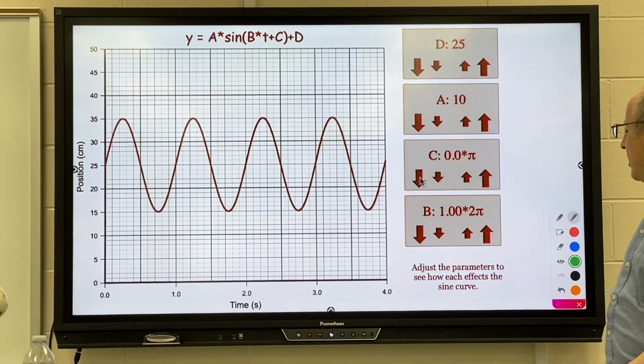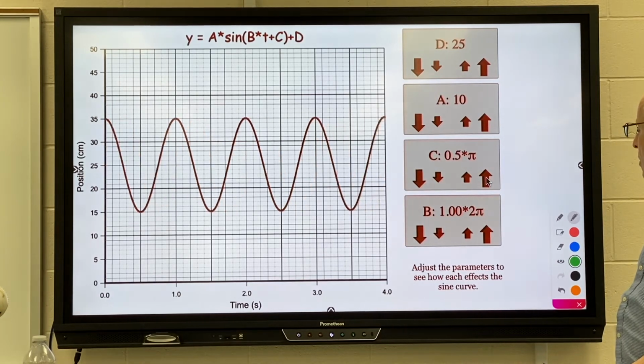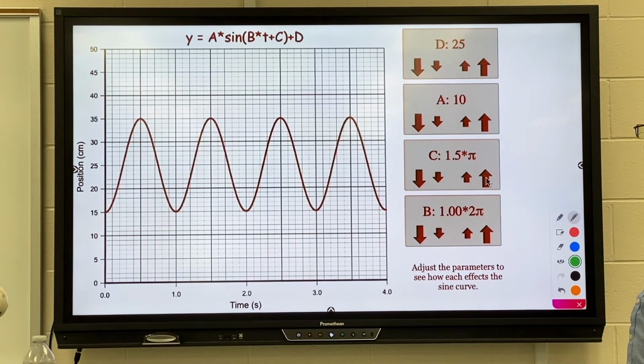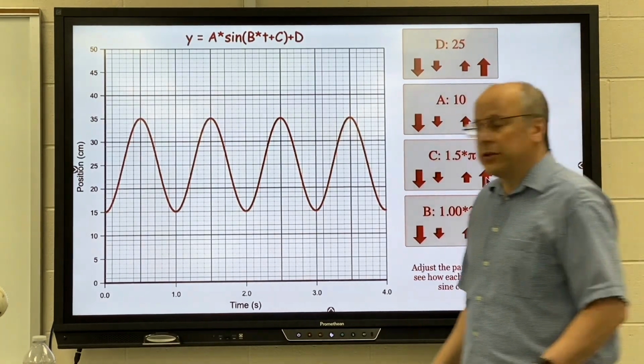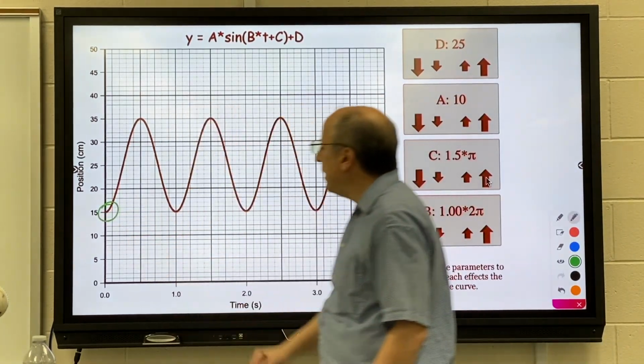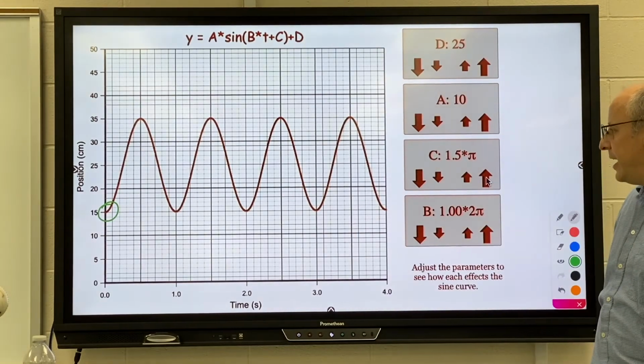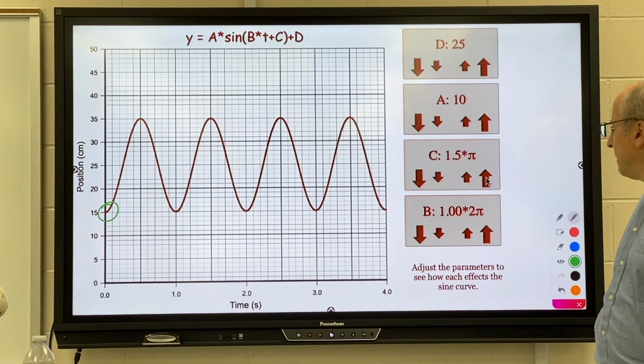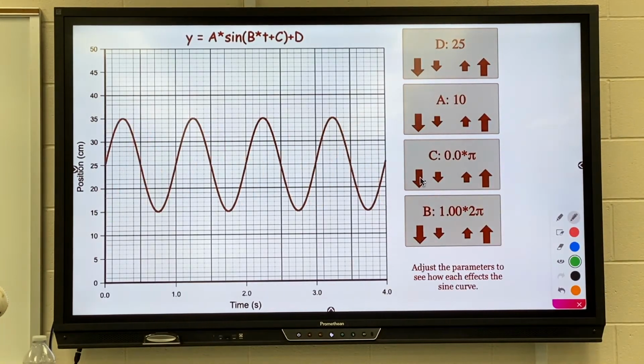One more that we want to look at. We want to shift it by 3 pi over 2. You'll notice we are now starting at the smallest possible value, and then we're going through our sinusoidal pattern. If we had shifted it even farther, we get right back to where we started.